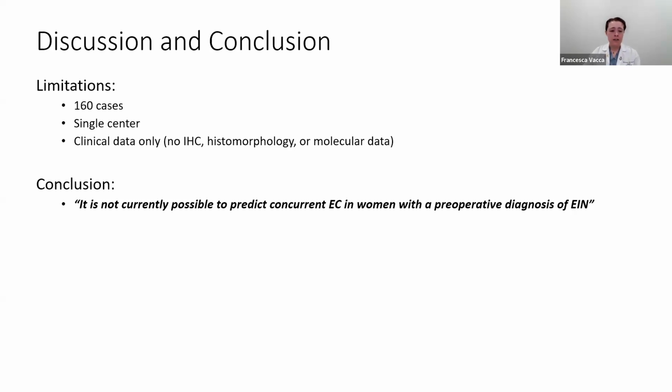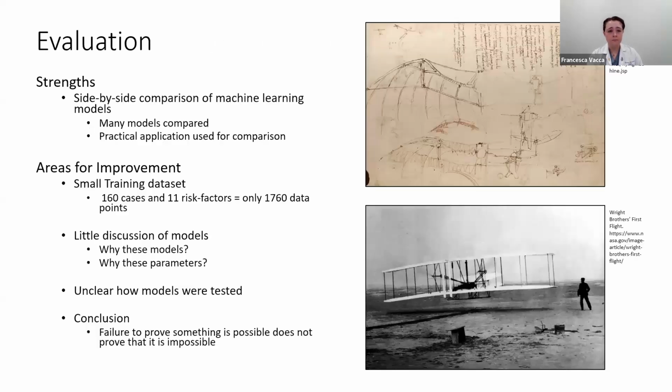So again, limited data. And also they only had available to them at the time clinical data. So we don't see a lot of discussion of the particular histomorphology, any immunohistochemical staining, or any molecular testing data. And ultimately, the conclusion that they found, since these models did not perform well, was it's not currently possible to predict concurrent endometrial carcinoma in women with a preoperative diagnosis of EIN.